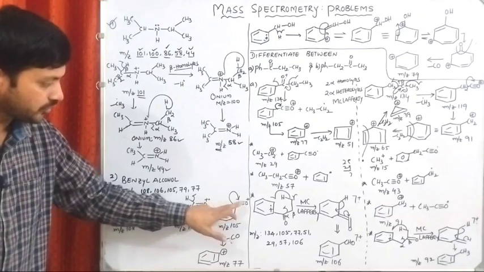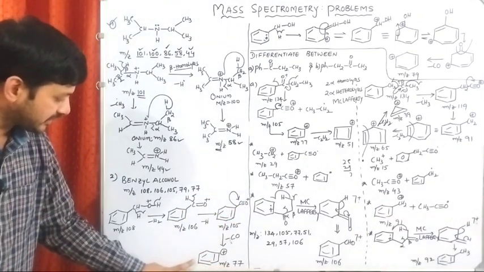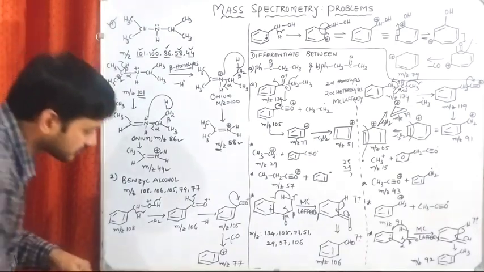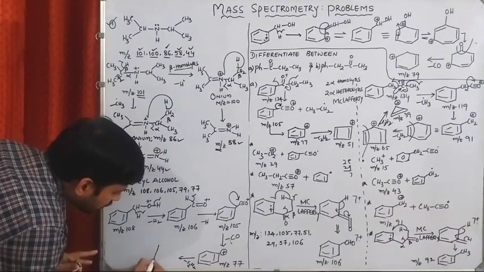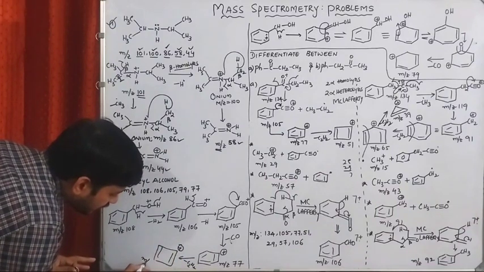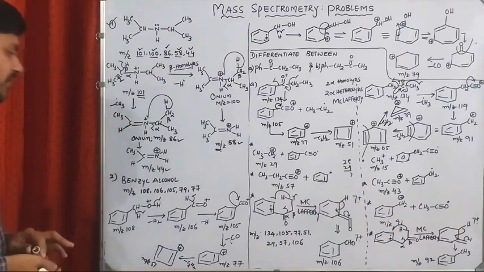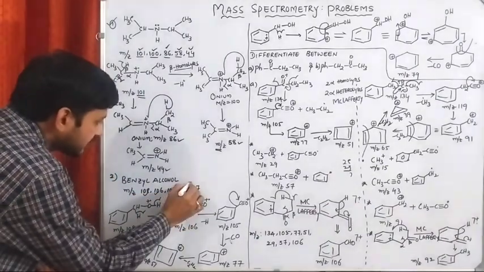Now removal of CO by homolytic cleavage, you will come up with 77. If the 77 is subjected to further cleavage, loss of C2H2 takes place. We can also get this kind of species at m/z 51. Okay. So 108, 106, 105, 77.